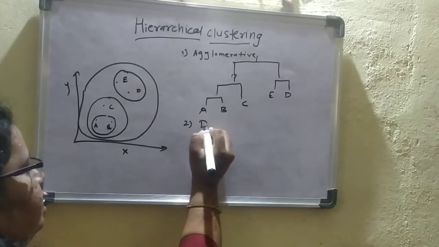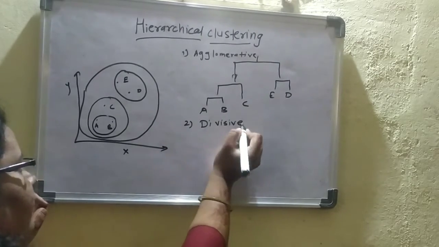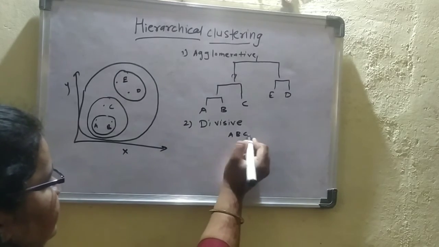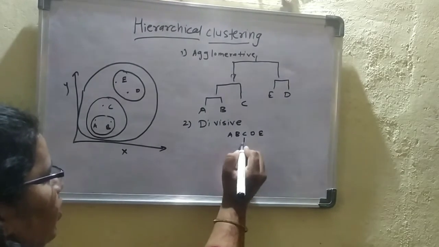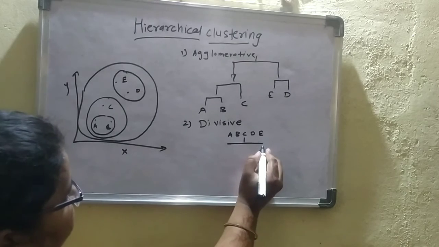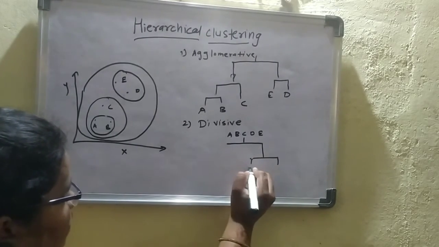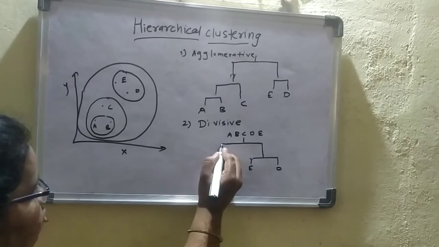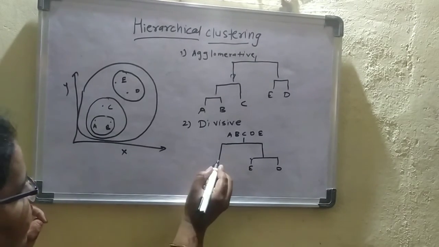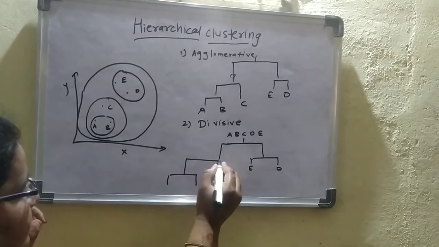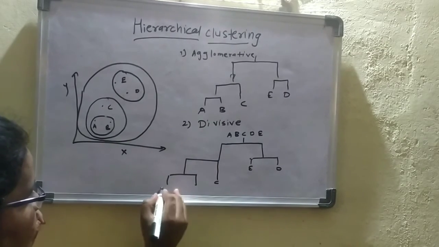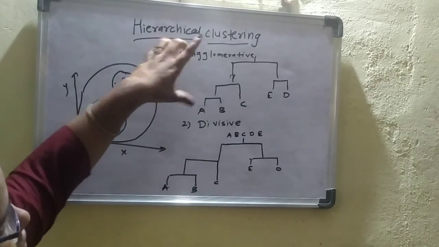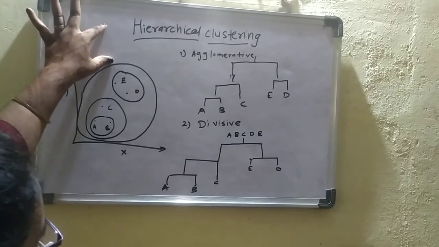Whereas if we go with the divisive type of clustering, first all the data points are collected, A, B, C, D, E. This is the whole cluster. Then we are dividing E and D into a separate cluster. So E and D are separate. Here these three are separate. So we have to form a different cluster in which A and B are again separate. So A and B are separate, and here C is separate. So this is a top-down approach, and the other is a bottom-up approach. These are the two types of things that come under hierarchical clustering.